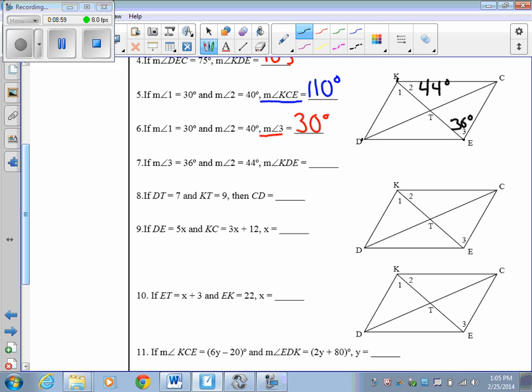Well, by that same argument, I know that angle 1 is 36 degrees. So the measure of angle CKD is equal to 36 plus 44, which is 80 degrees. So this whole thing here is 80 degrees. I'm asked to find KDE, which is right there. It has to be supplementary, so it's 100 degrees.